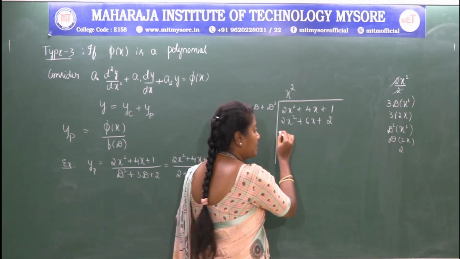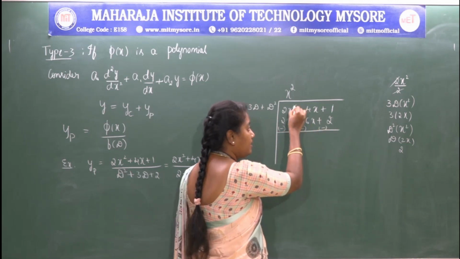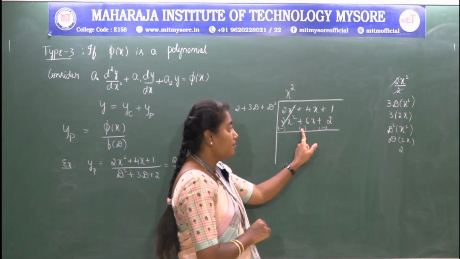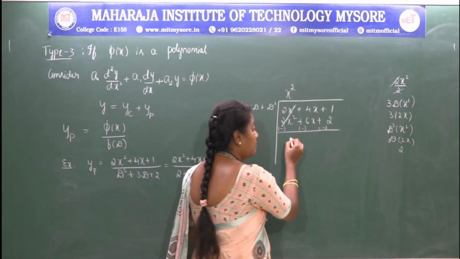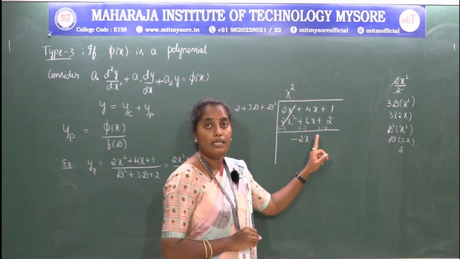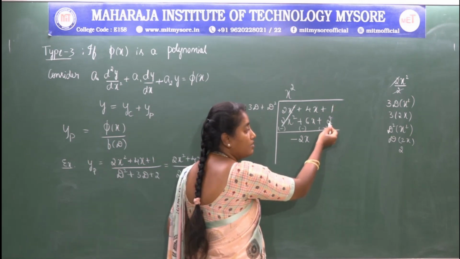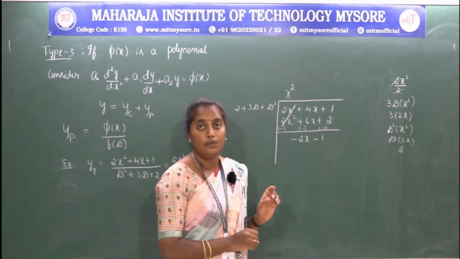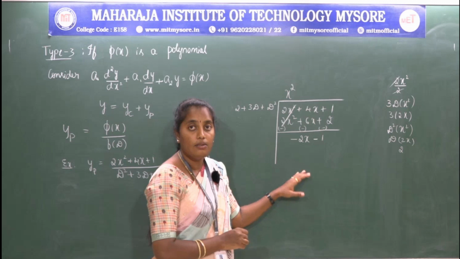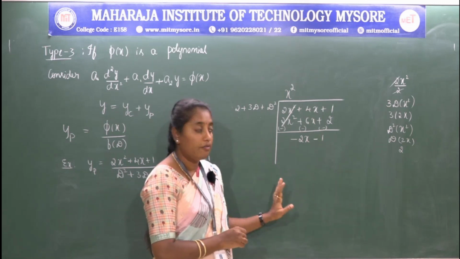Now we have to subtract these two equations by changing the sign. Plus 2x square minus 2x square get cancelled. Plus 4x minus 6x equal to minus 2x, and the value of 1 minus 2 equal to minus 1. Till we get a zero remainder we have to continue the procedure. Here we have minus 2x minus 1, that means we have to divide further.